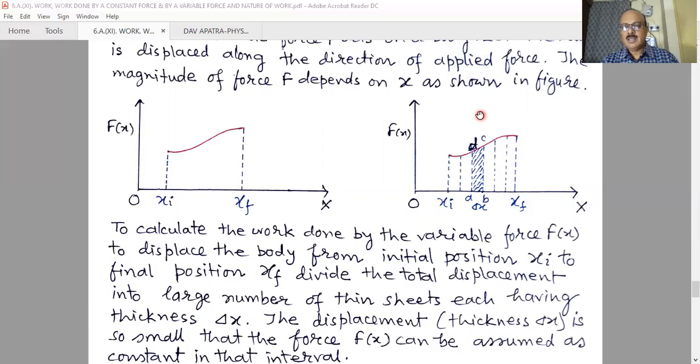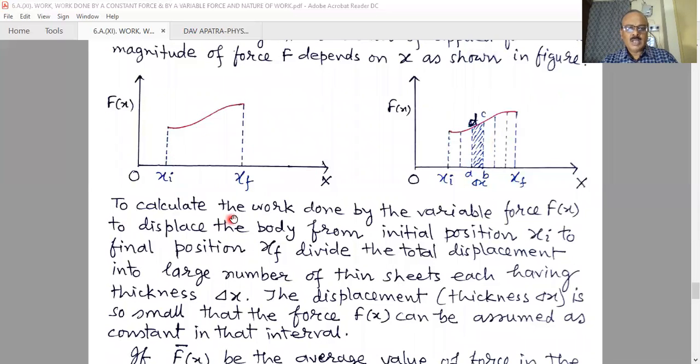If we get a particular equation of the variation of the force with the distance, then we can find it out with the help of the calculus method. To calculate the work done by a variable force, let us suppose F(x), which means it is a function of x. That means for different values of x, the force will be different. That means at different points, F will be different.